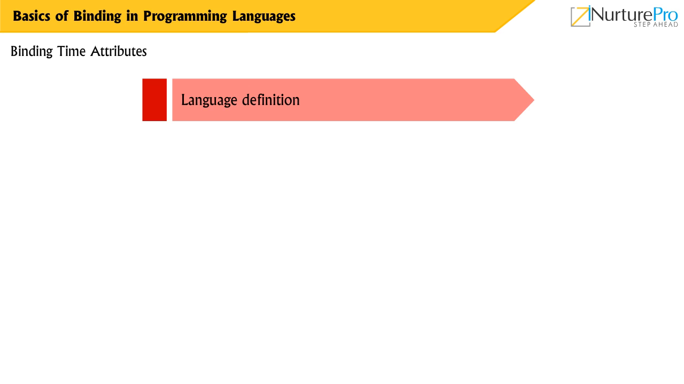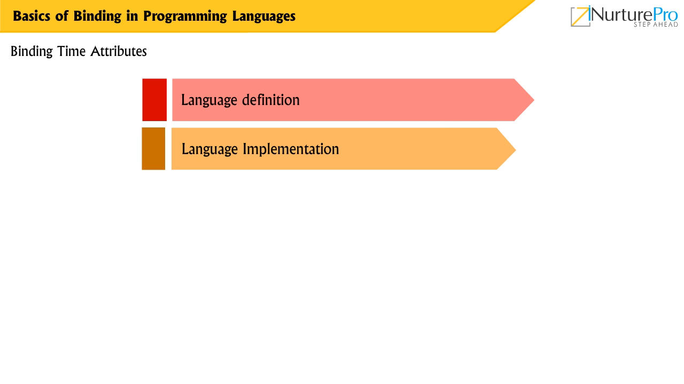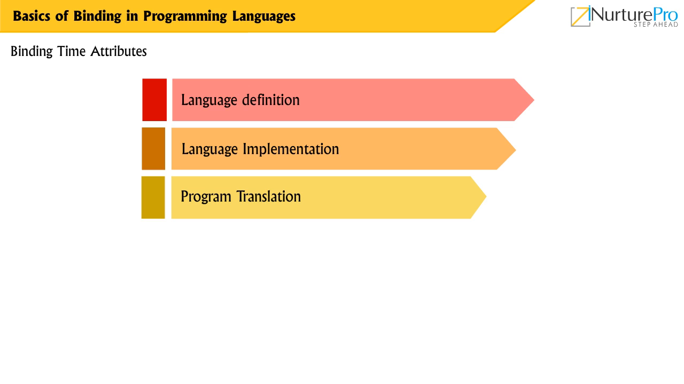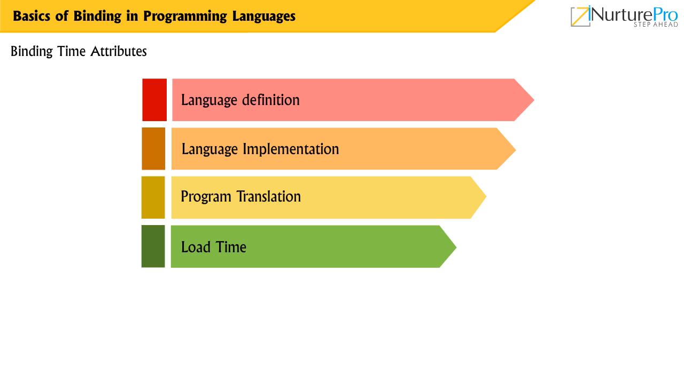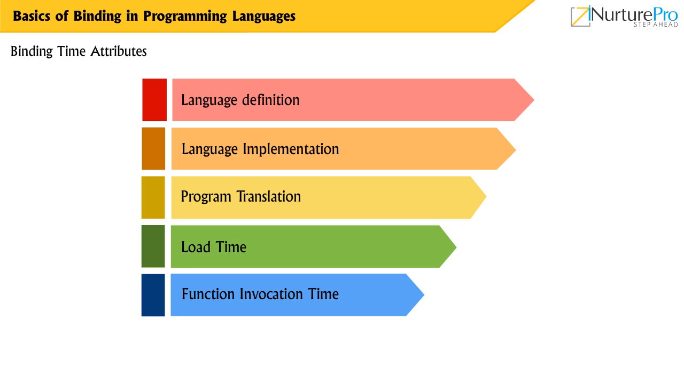The different binding time attributes are as follows. Language definition: binding may occur at the time of language design, for instance, binding the name true to the Boolean value. Language implementation: binding may also occur when an interpreter or compiler is being written. Program translation, also known as compile time: binding may occur when the program gets translated to machine language. Load time: binding may occur when machine language is loaded onto memory to carry out execution. The global variable location is bound at this load time.